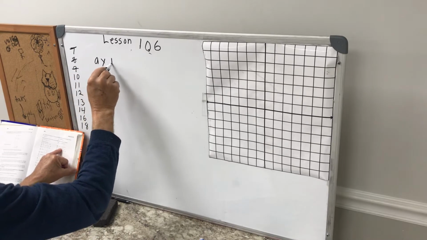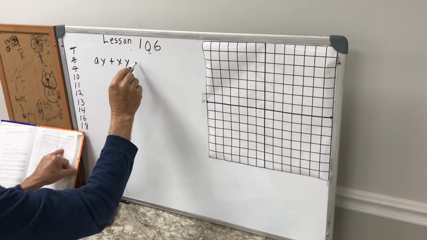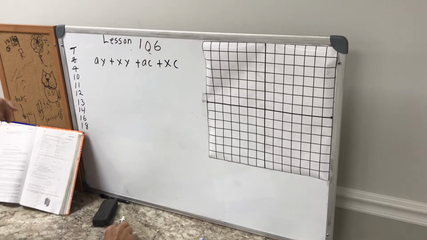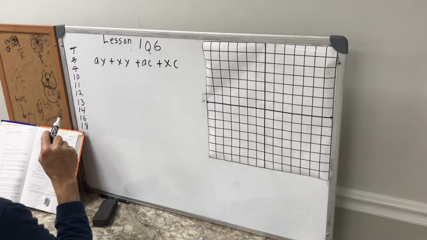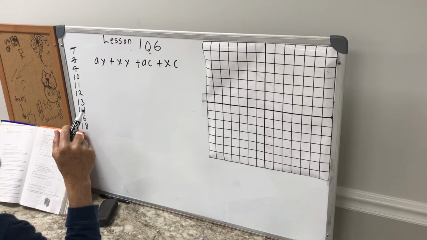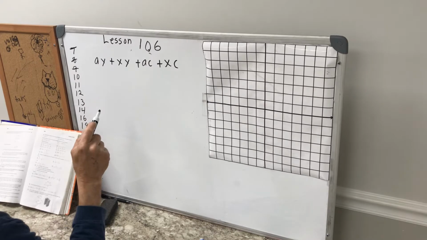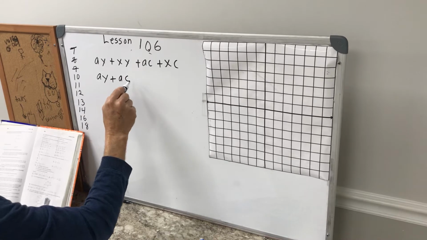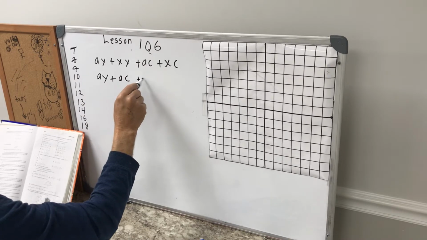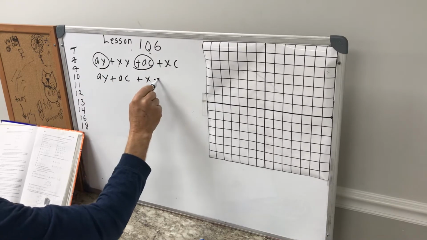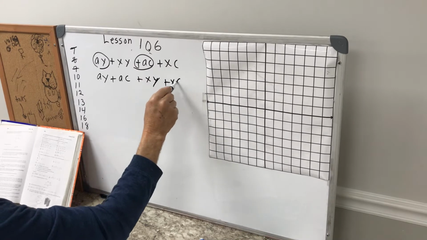AY plus XY plus AC plus XC. Okay, a good calculated guess. If we're wrong, it's okay. Just looking at these, possibly this right here, AY plus AC, and then X, that would be these two, and then XY plus XC. Let's see how this works out.